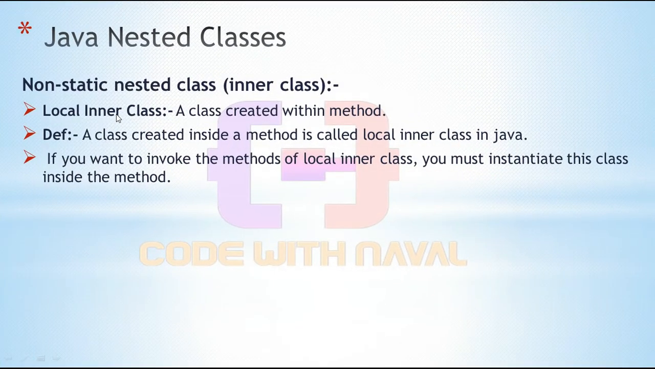Next we have the local inner class. This local inner class is also part of the non-static nested class. A class created within a method. Understand the definition: a class created inside a method is called a local inner class in Java. If you want to invoke a method of a local inner class, you must instantiate the class inside the method. Okay, let's see the practical.